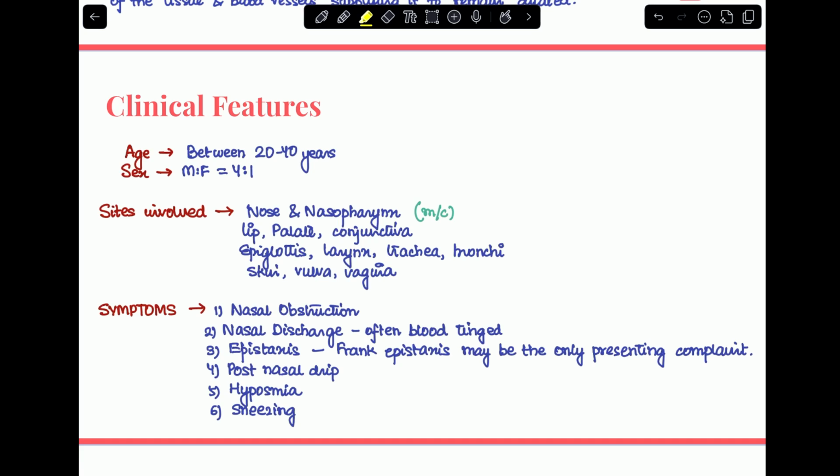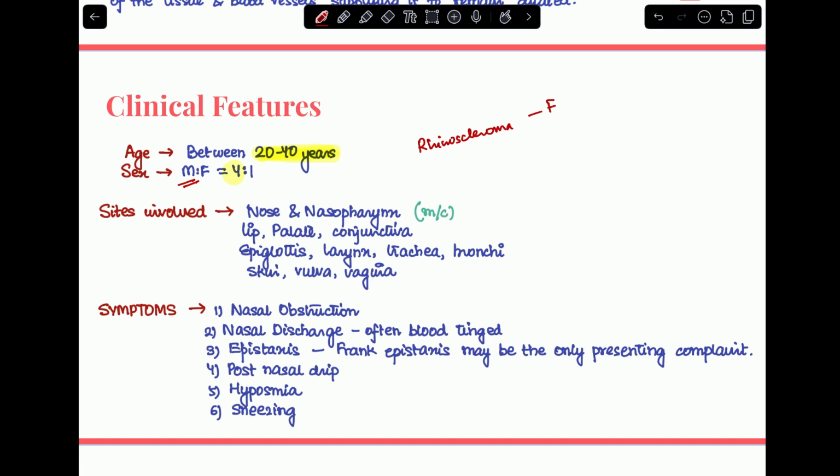So, first of all, this disease is very common in between 20 to 40 years of age, and it definitely has a male preponderance. If you remember previously, I have told you rhinoscleroma is a disease which has a slight female preponderance. So, rhinosporidiosis is a disease which has a male preponderance of 4 is to 1. The common sites involved are nose and nasopharynx. This is the most common. And the other sites could be lip, palate, conjunctiva, epiglottis, larynx, trachea, bronchi, skin, vulva, and even vagina.